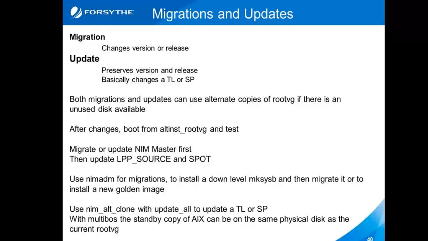Now we're going to move on, and we've got our NIM environment, and we're just going to talk about some of the other ways to do installs. The first one is you can either do an update or a migration. A migration is used to change versions or releases. So for instance, I could have a MakeSysB of 5.3, and I could do a migration update and update it to 7.1 or 6.1 while I'm restoring it.